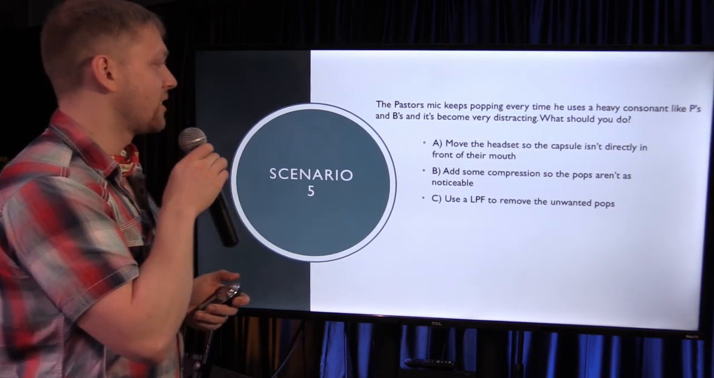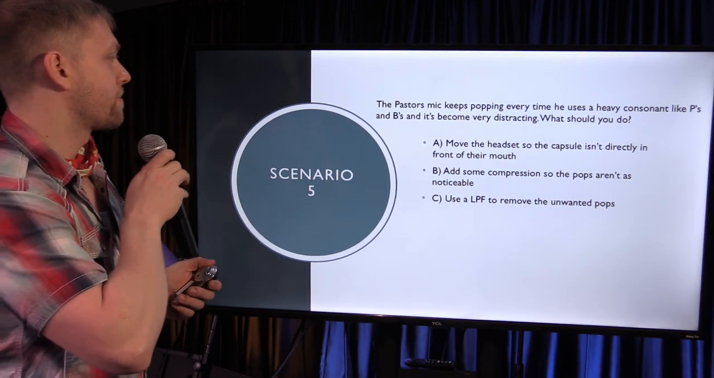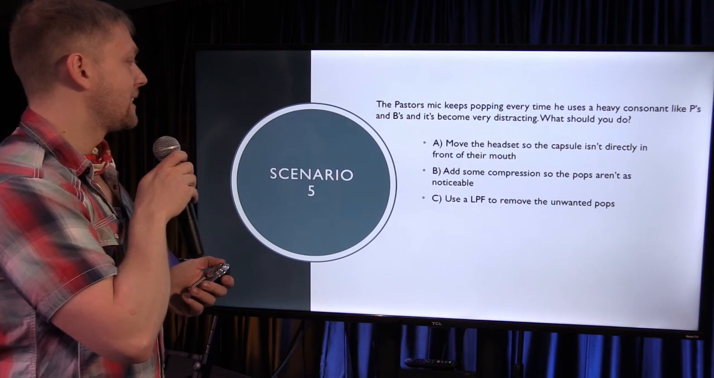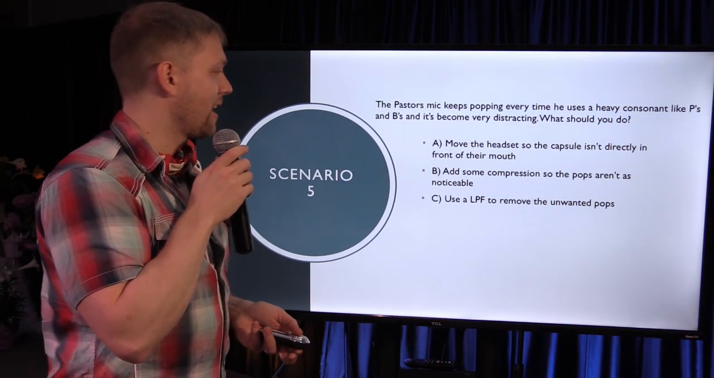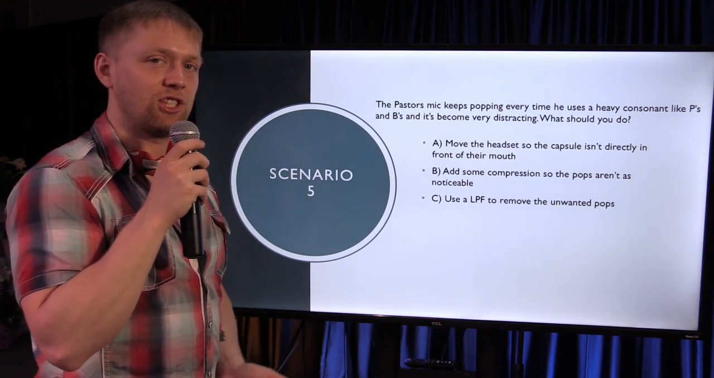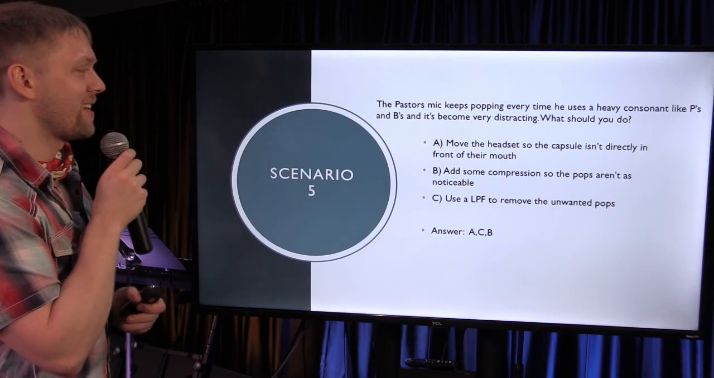A, move the headset so the capsule isn't directly in front of their mouth. B, add some compression so the pops aren't as noticeable. C, use a low-pass filter to remove the unwanted pops. Answer coming in 3, 2, 1. The answer is A, then C, then B.